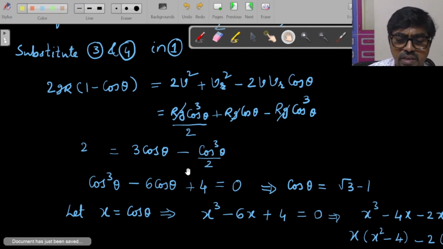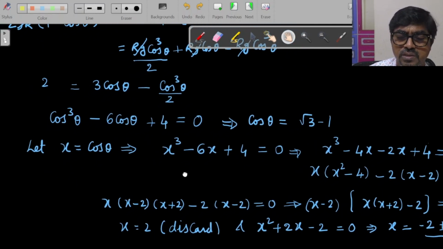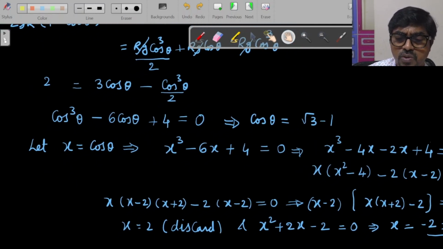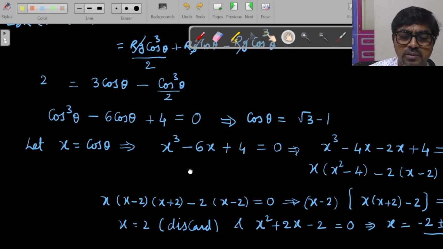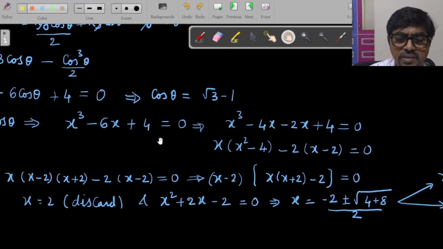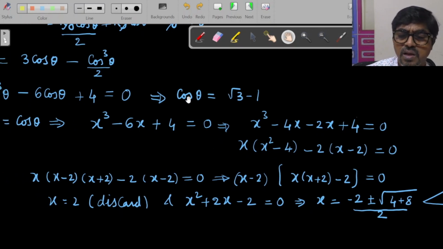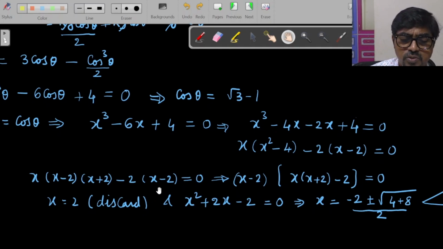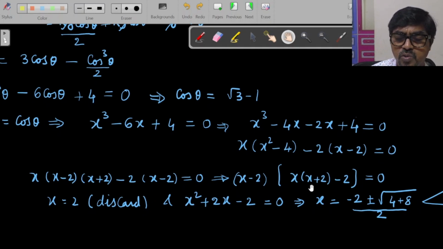Now, I have to find a solution to this cubic equation. I would get cos theta equal to root 3 minus 1, I will prove how. Let x equal cos theta. So, the equation becomes x cube minus 6x minus 4. What I would do is write minus 6x as minus 4x and minus 2x, and then you know how to solve it from there. You take x common, x squared minus 4, minus 2 into (x plus 2), equals 0. Then further x squared minus 4 you can write as (x plus 2)(x minus 2). Now you have x minus 2 common. I take x minus 2 common, and you will get this term there.